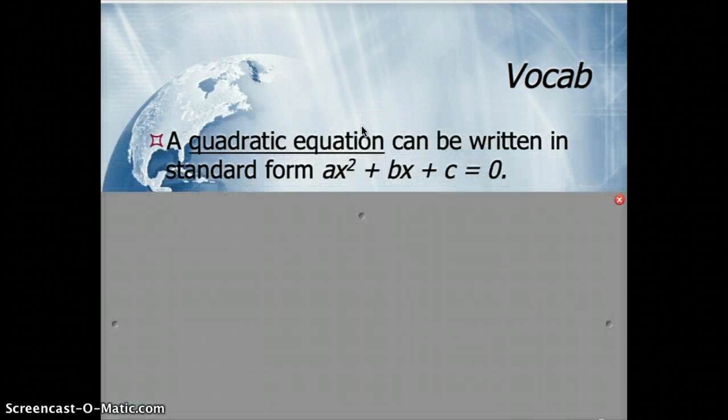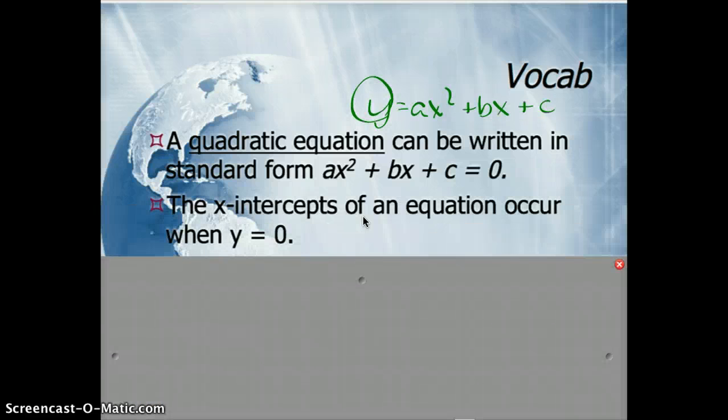A quadratic equation can be written in standard form, ax squared plus bx plus c equals 0. So you're comfortable with y equals ax squared plus bx plus c as the way we write our quadratic equations. If we replace that y with 0, that's how they consider it in standard form. The x-intercepts of an equation occur when y equals 0, and you know that from before. Whenever we're crossing the x-axis, no matter where that point is, the y value is always going to be 0.